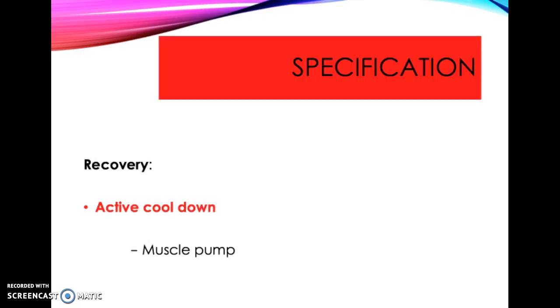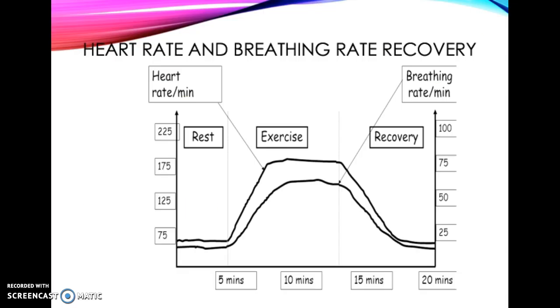Active cooldown. There are also some other reasons why we need more oxygen after exercise. Our breathing rate and heart rate are elevated because we need to get rid of CO2. In order to do this, our cardiovascular and respiratory systems need more oxygen themselves. Our body temperature and metabolic rate is increased, and this also needs more oxygen.